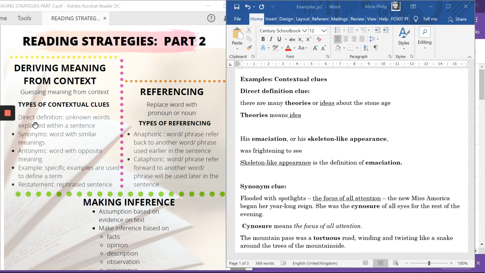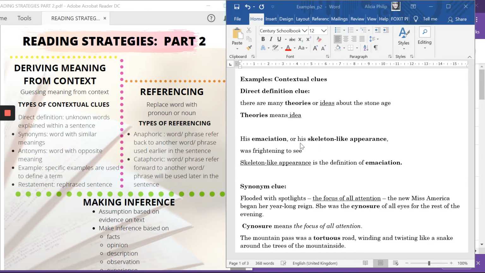So first is direct definition, which is when the unknown word is explained within the sentence. If you look at the example over here, for a direct definition clue, in this sentence, the question will ask, what does theory mean? You have the next words, all ideas. Okay, so theory here means idea. You see, a direct definition is given.